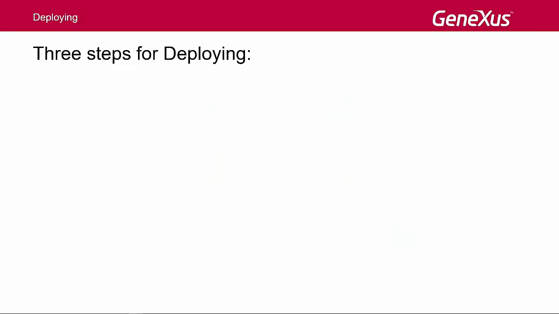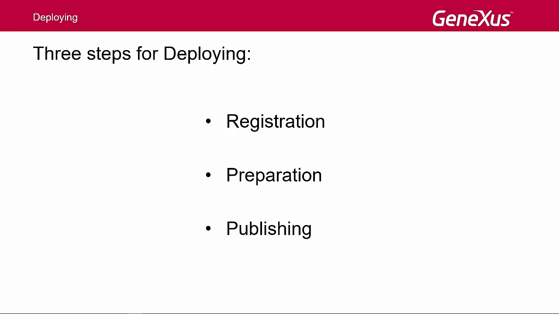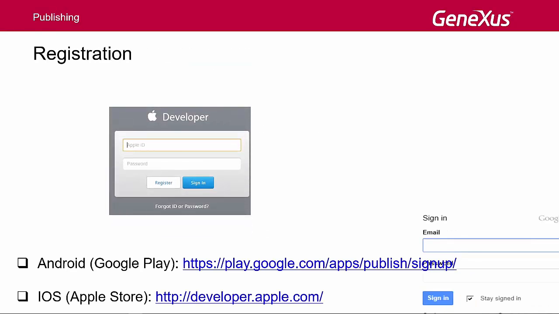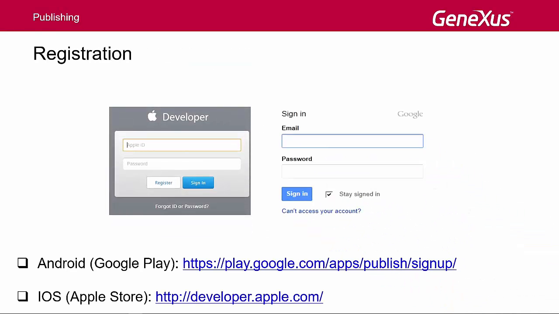There are 3 steps required to publish an app in a virtual store, and they are registration in the website to publish the app, preparation of the necessary material, and the publication itself. The first stage is registration, which requires being registered with the stores in order to upload and publish applications for smart devices. The links to register with Google and Apple in order to upload Android and iOS apps are displayed on the screen.